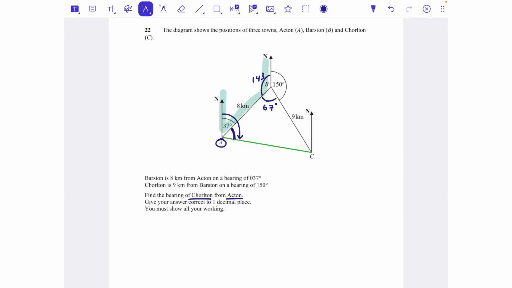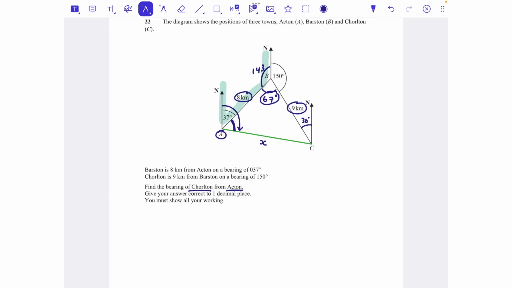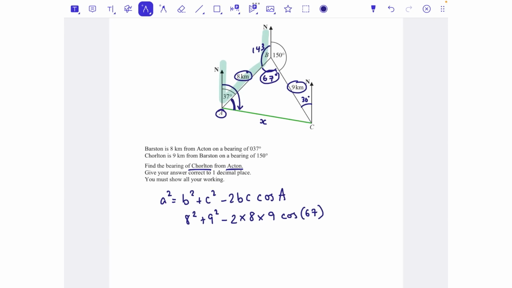What else can we now get? Well, we now have 2 sides and the angle in between. We could also get this one is 30 degrees, but I don't think that's going to help us very much. So no, all good. Now let's have a look. We can get this side, and to get that side, we can use the cosine rule. We're looking at the angle here and the 2 sides, 8 and 9, and using the cosine rule, that's going to get us x. So a squared equals b squared plus c squared minus 2bc cos a. So 8 squared plus 9 squared minus 2 times 8 times 9 cos 67. We're then just going to type that in our calculator and square root our answer.